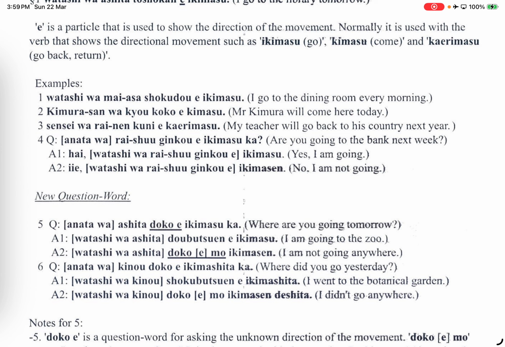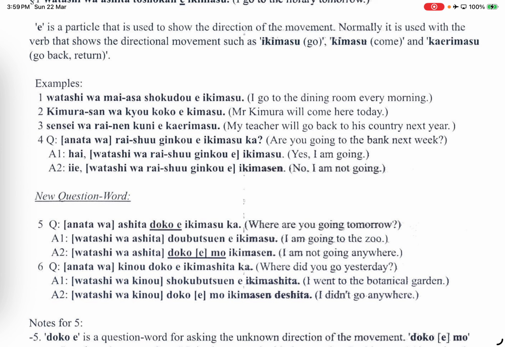Okay. Number 3, Sensei wa rainen kuni e kaerimasu. So about the teacher, next year, country to go back. So go back to his country next year. So you can guess how the sentence structure is like lah. So basically we read it in reverse if you want to translate to English. So Japanese will be the opposite way.